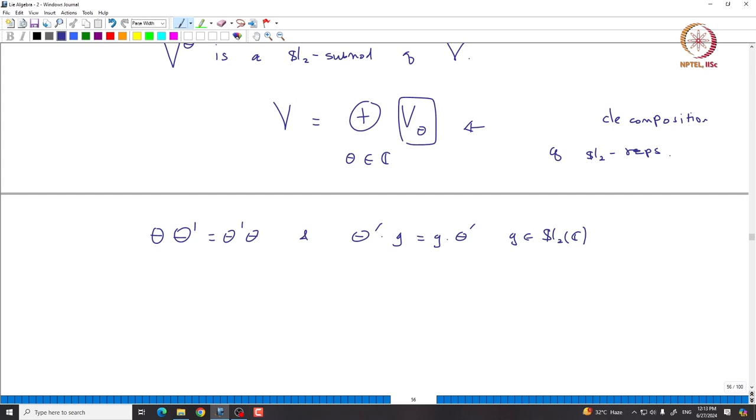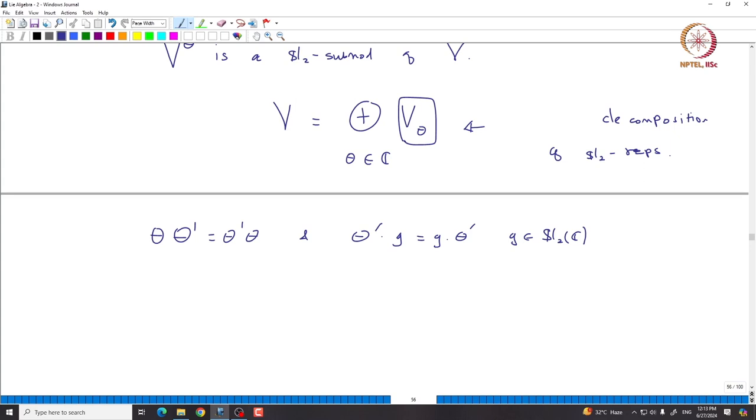Then you can decompose V theta further into generalized eigenspaces for theta dash. Then you can have a further decomposition of V theta into SL2 representations. This way we can keep getting decompositions of SL2 modules. Of course, it has to stop at some point, because you cannot keep decomposing further and further; you can reach maximal irreducibles. For that purpose, we need lots and lots of elements that commute with the action of SL2.